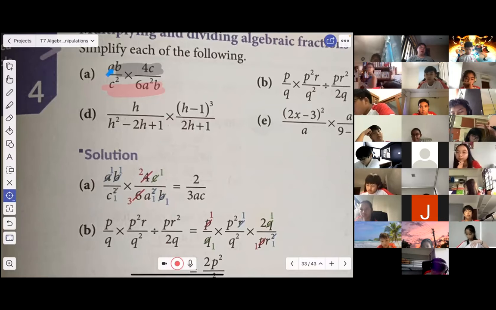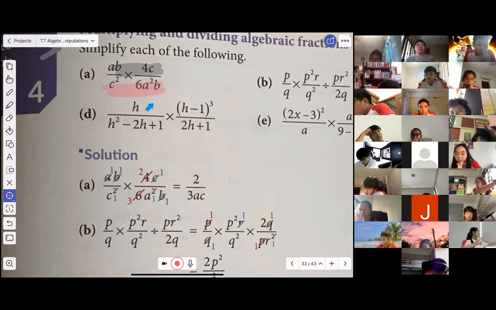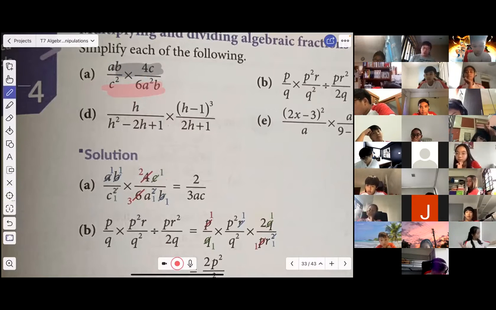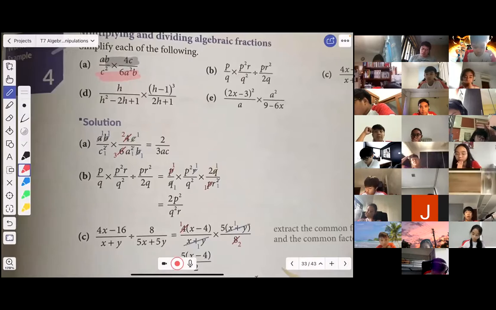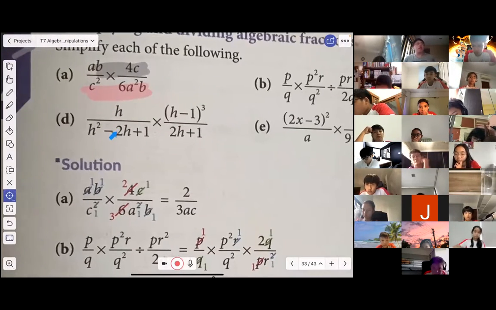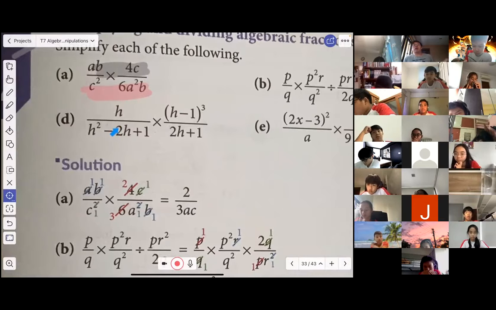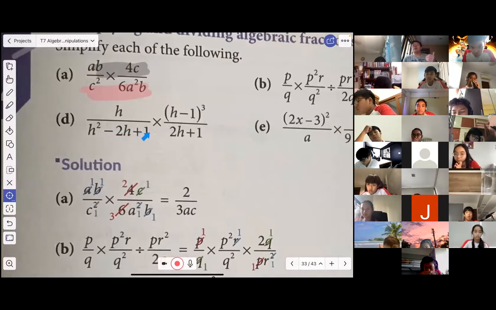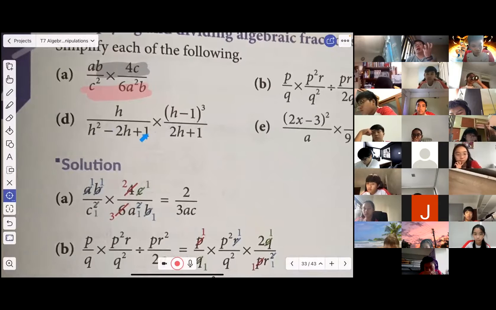So you are just cancelling factors from the top and the bottom. Clear so far? But when you look at a question like D, wow, D is like crazy. How do we know whether there are factors to cancel? This will involve you doing something called factorization. That's why factorization is taught before this.